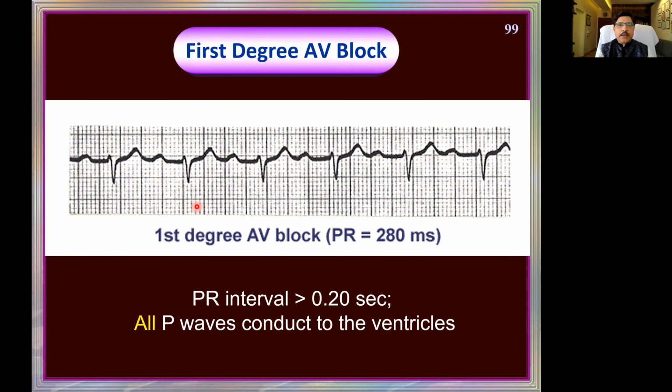Okay, what are the conditions for first degree heart block? First of all, each P wave should be followed by a QRS. Then only we can think of a first degree heart block, like a normal ECG. Second, the RR intervals are constant. Third, the PR intervals are also constant. And the fourth thing is the PR interval is greater than 0.2 seconds. That is what is called first degree heart block.